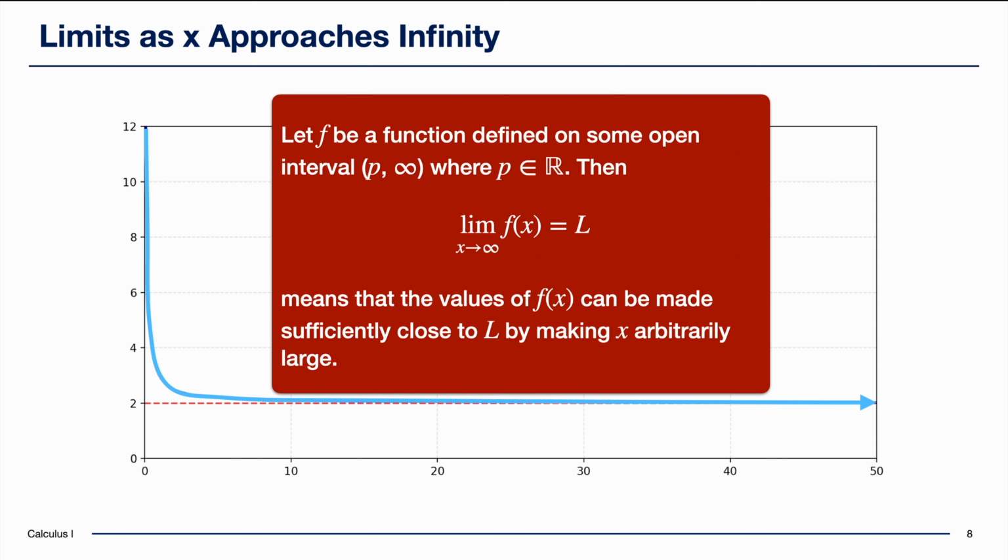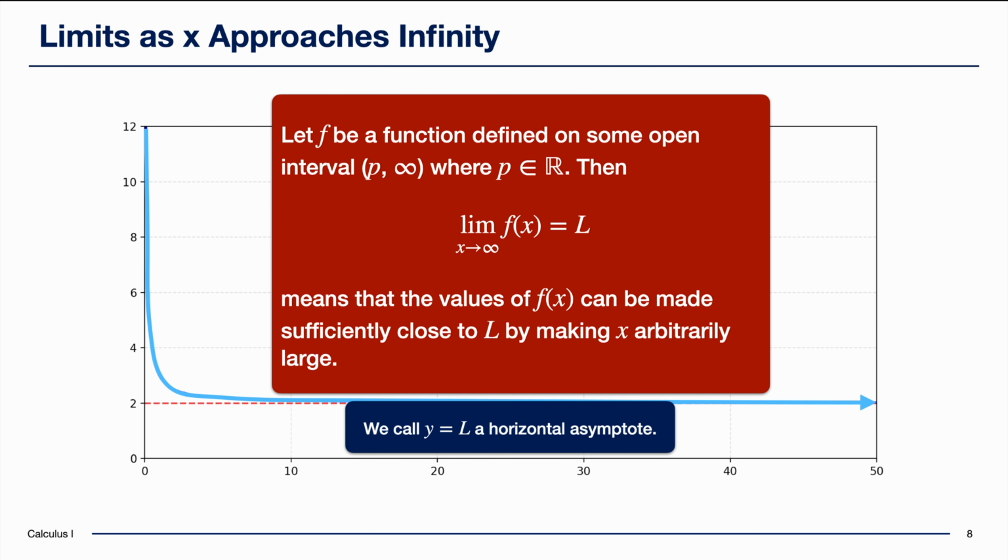In general, we have this non-rigorous definition of limits at infinity. Let f be a function defined on some open interval p to infinity, where p is a real number. Then the limit of f of x as x approaches infinity is equal to L means that the values of f of x can be made sufficiently close to L by making x arbitrarily large. Here, we call the line y is equal to L a horizontal asymptote. As an exercise, I invite you to write a non-rigorous definition of the limit of f of x as x approaches negative infinity.